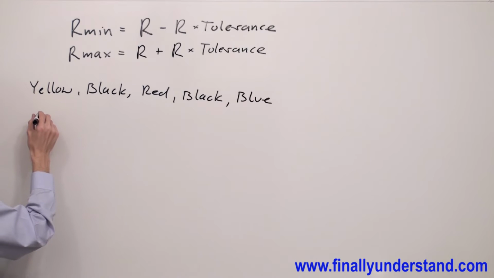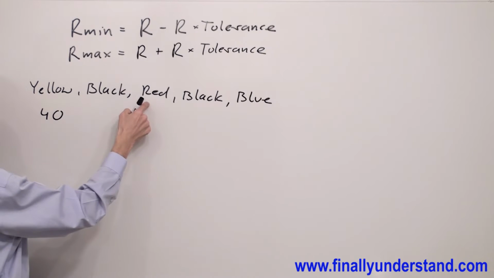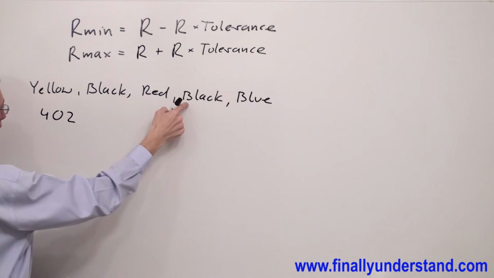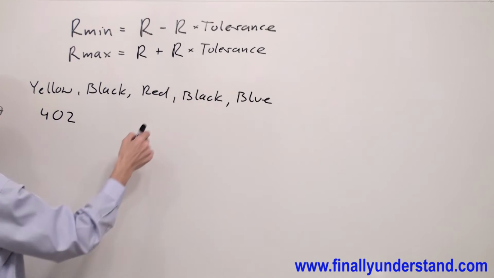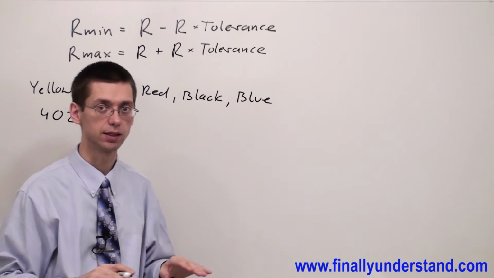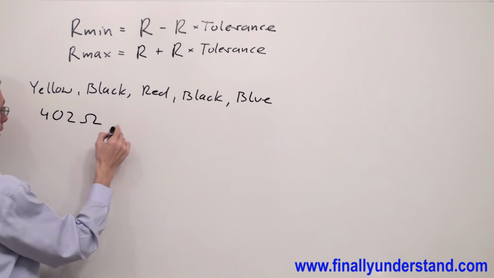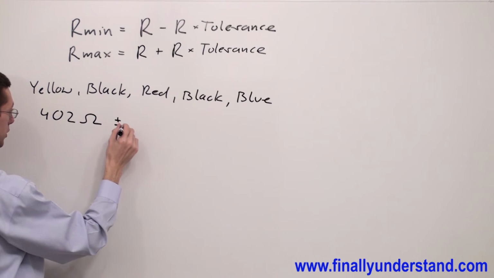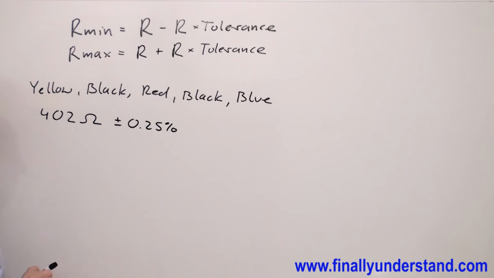Yellow is 4. Black is 0. Red is 2. Black represents the number of zeros. Black is 0, it means we have no zeros. We have nothing in there. No 0. That's why I'm going to write ohms over here. And blue represents plus minus 0.25%. Next, I'm supposed to use these formulas to find R minimum and R maximum.